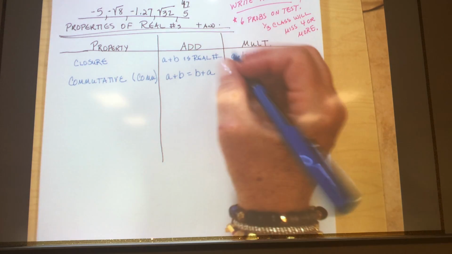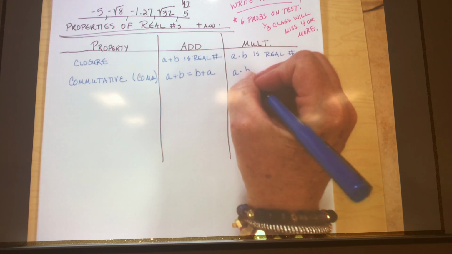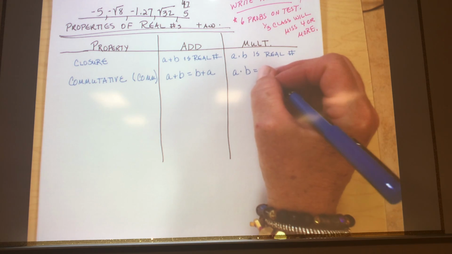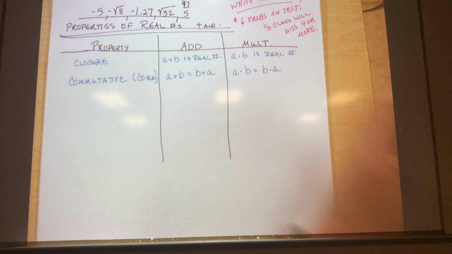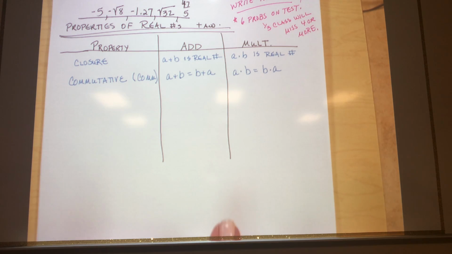Multiplication. A times B is equal to what? B times A. What about subtraction? Is subtraction commutative? No. 3 minus 2 is 1, but 2 minus 3 is negative 1. Do you see what I'm saying? Not everything holds true for that.